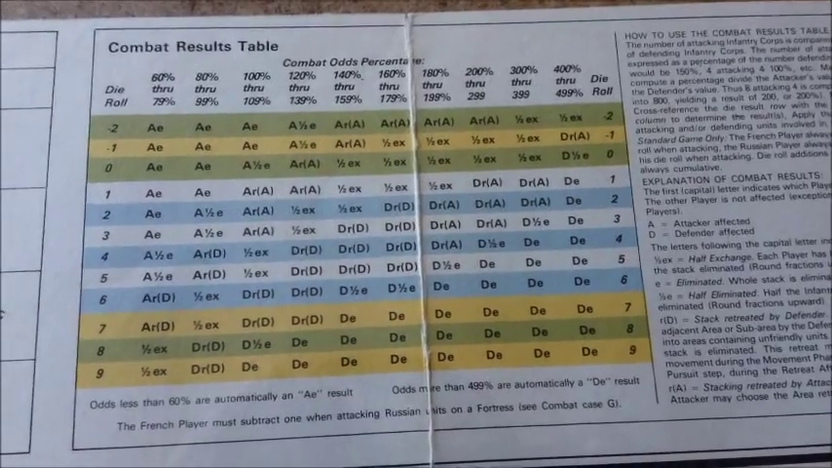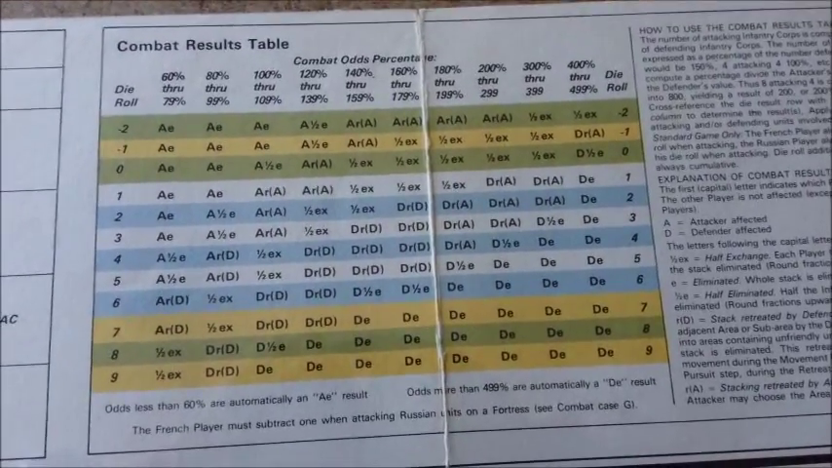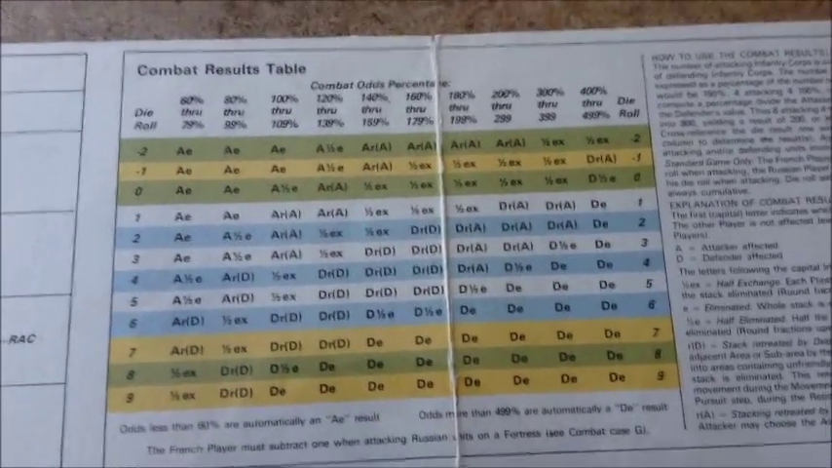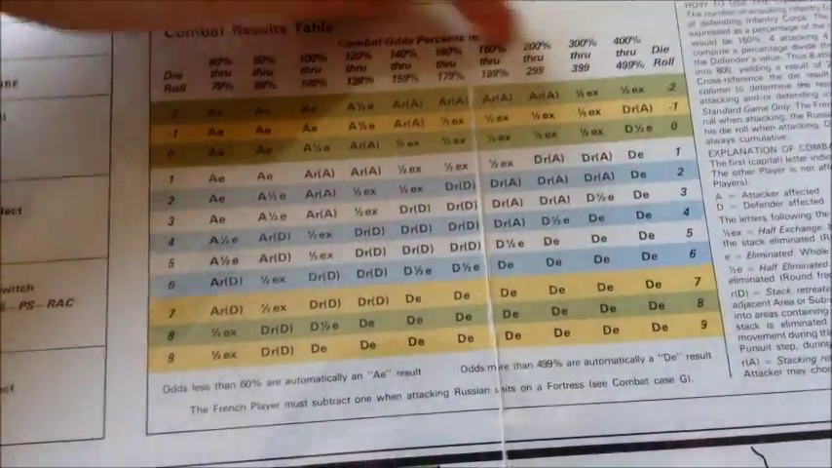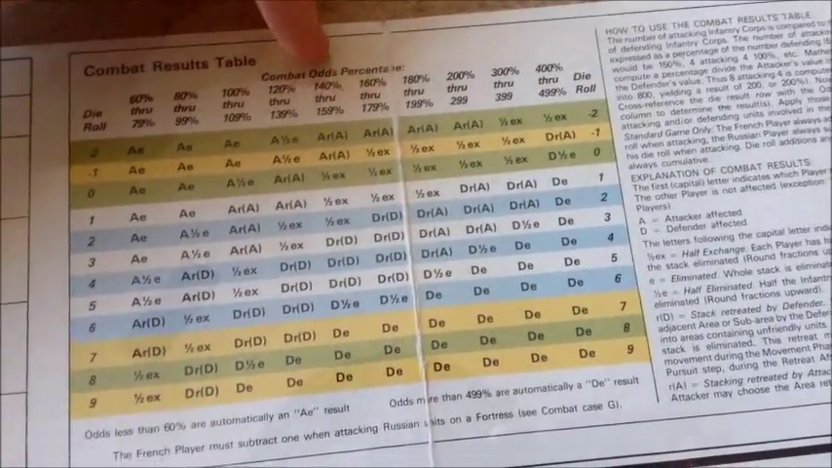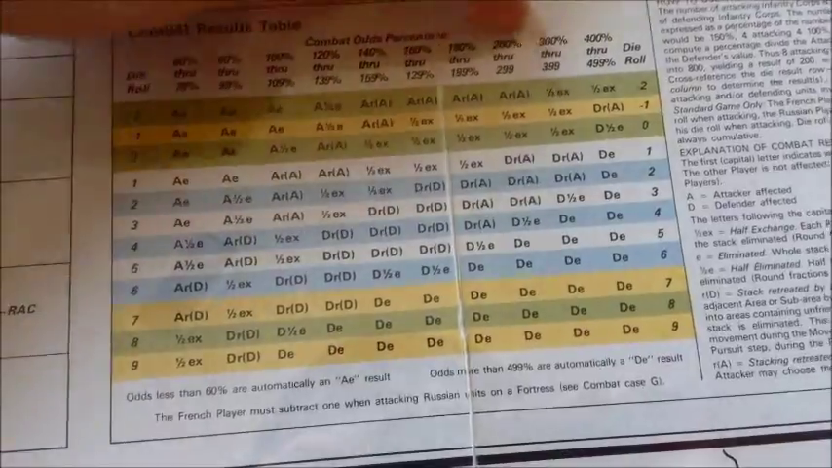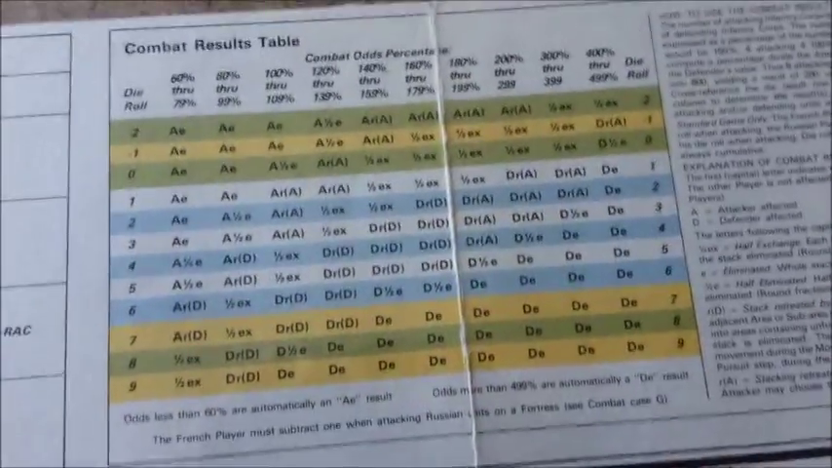The combat results table was complicated for the time, and even today I find it a little bit difficult to get your head around. It's based on percentages, and well, I'm not very good at math, but anyway, you get the idea of the table. It's like odds, but not quite. And you've got defender eliminated, attacker eliminated, half exchanges, things like that. So it's a very unforgiving combat results table.